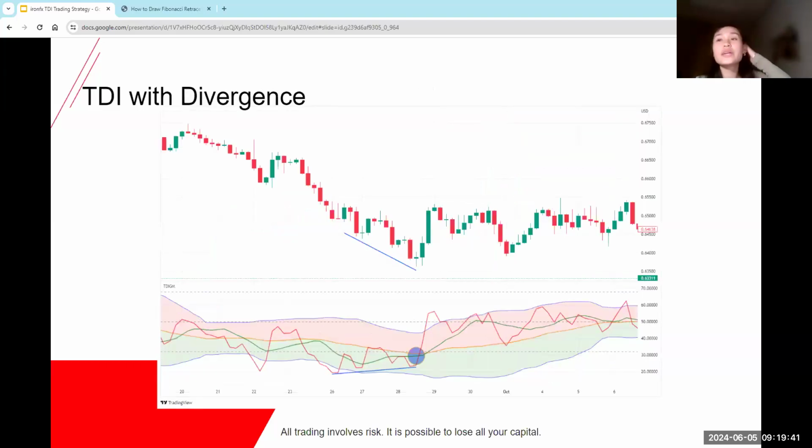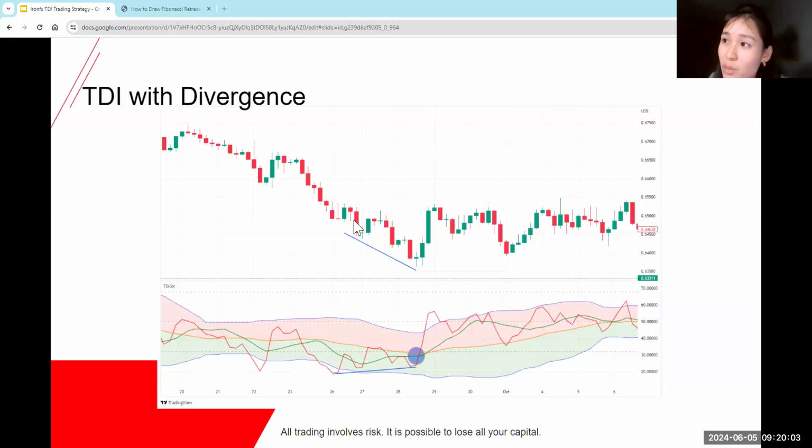Next, let's talk about our second strategy to improve TDI, which would be to use it in combination with divergence. So divergence, if you're unfamiliar with what it means, you can basically take a look at this and you kind of have an idea of what it is.